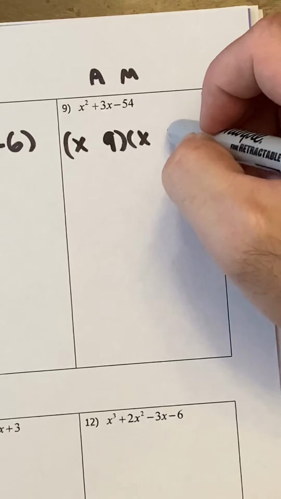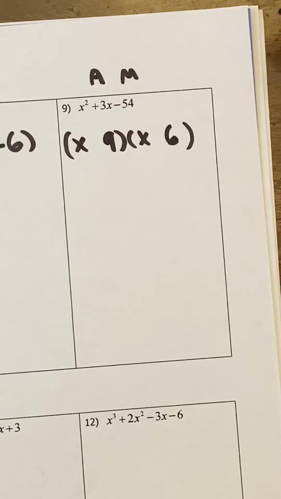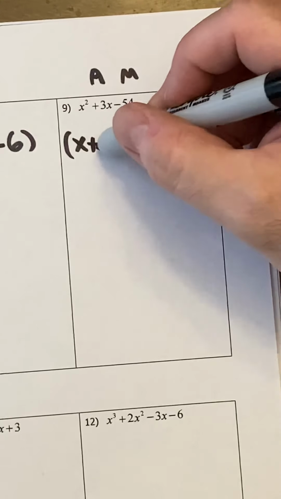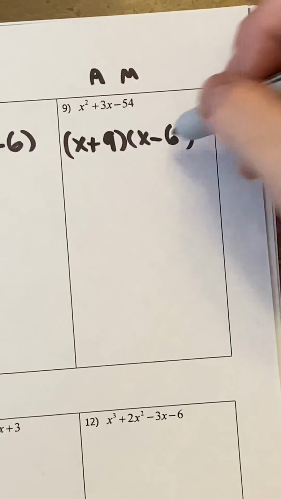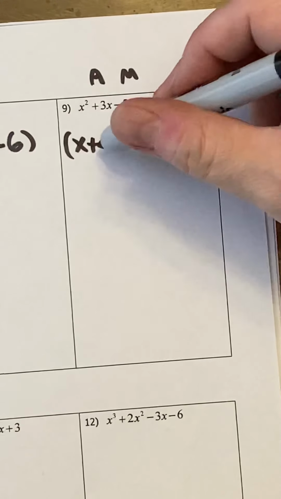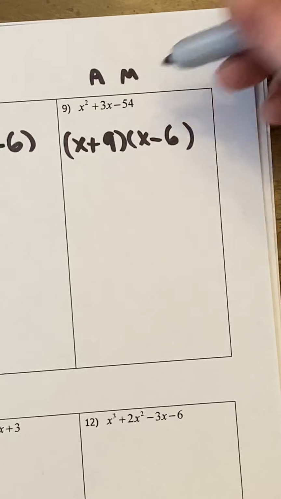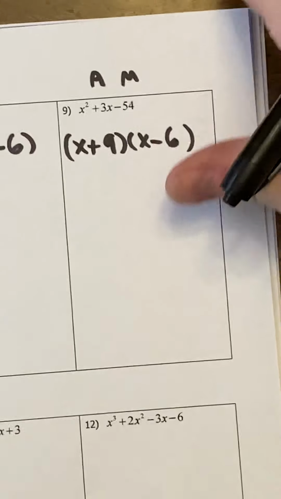So we've got a 9 and a 6. We have to think of the signs. It has to add up to positive 3. So that means the 9, which is the bigger number, has to be the positive one, because 9 minus 6 would be positive 3. If you did it the opposite way, like negative 9 plus 6, it's going to add up to negative 3. You don't want that. You want it to add up to positive 3.